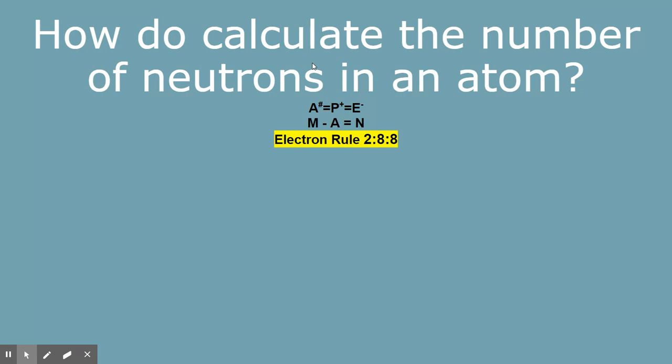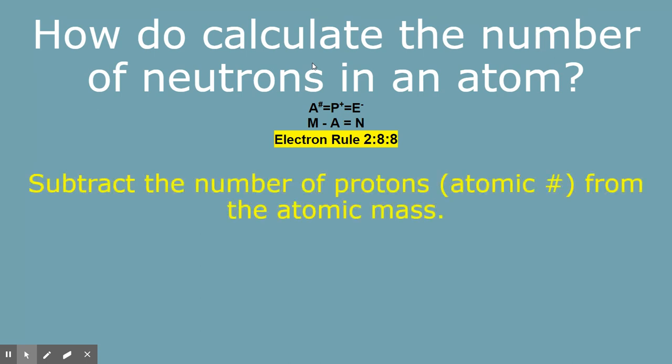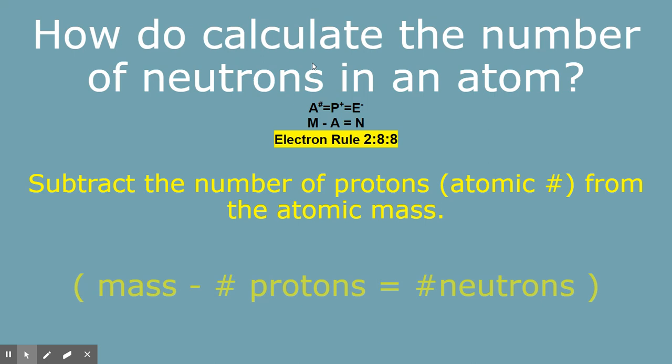So how do we calculate the number of neutrons in an atom? Again, remember the ape-man rule, M minus A equals N. So we subtract the number of protons from the atomic mass, and that will give us the number of neutrons. So protons plus neutrons equals mass, or mass minus protons gives us neutrons.